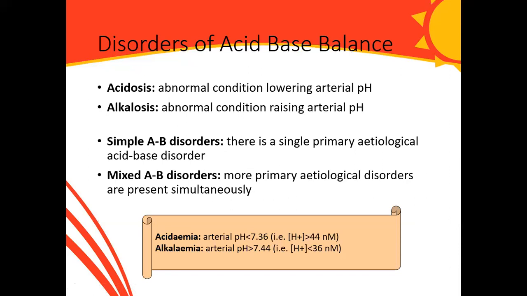So disorders, like I mentioned, could be either acidosis, when you have a low pH, or alkalosis, when you have a high pH. You can have simple acid-base disorders, when you have a single primary etiological factor, which could be either respiratory or metabolic. Then you can have mixed acid-base disorders, where two primary disorders can be present at the same time. So you can have both metabolic and respiratory acidosis at the same time, which gives you a mixed picture.